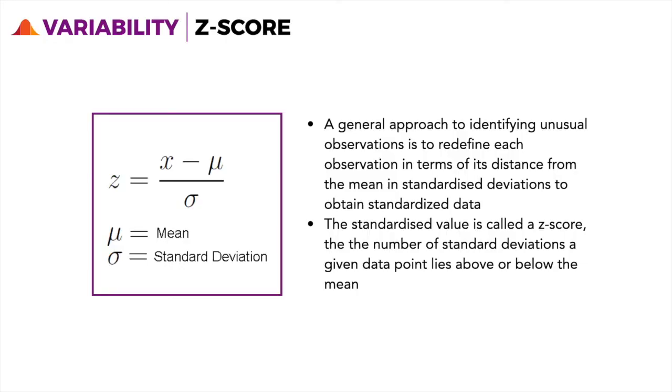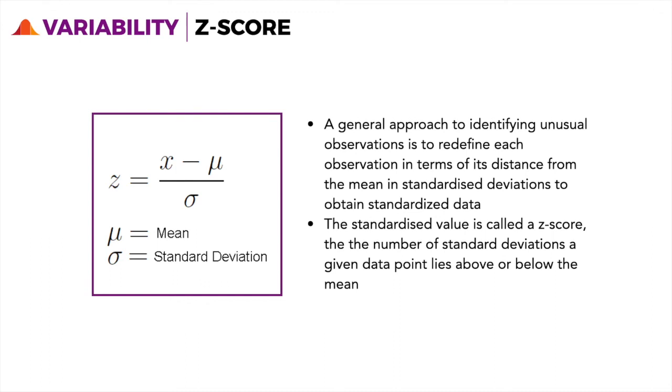For statistics, the standardized way of finding the dispersion of data and making it more comparable to different data sets is by looking at the z-score. Z-score is a general approach to identifying unusual observations, to redefine each observation in terms of its distance from the mean in standardized deviations to obtain standardized data. It is the number of standard deviations a given data point lies above or below the mean.